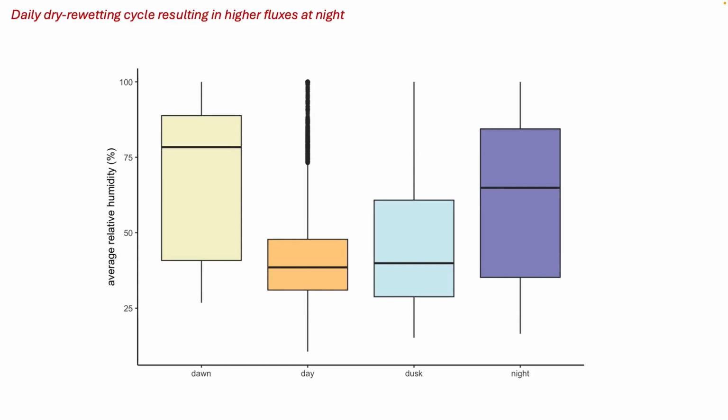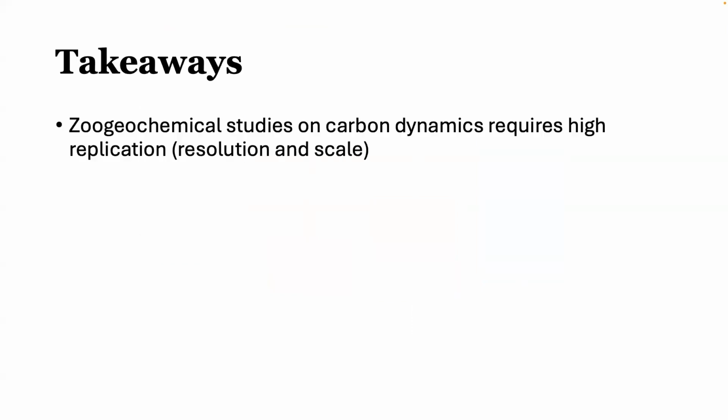And this kind of pattern has actually been observed in the few other tropical sites that have 24-hour flux data collection, but those are in tropical rainforests. But these are the only other data sets like this that are collected in tropical ecosystems. And this plot here just shows from dawn to day to dusk to night, sort of this U shape in average relative humidity. This data is actually from the flux spots collected from those same instruments with their onboard humidity sensors. So the takeaways from this case study is that zoogeochemical studies on carbon dynamics require really high replication.